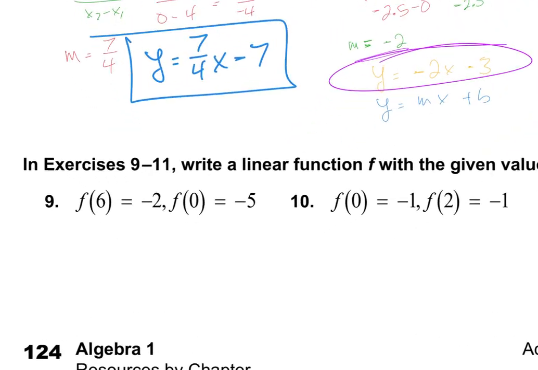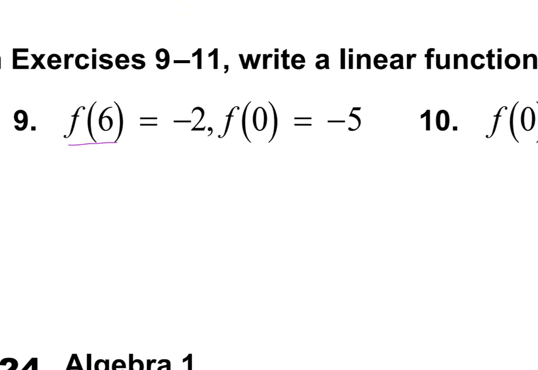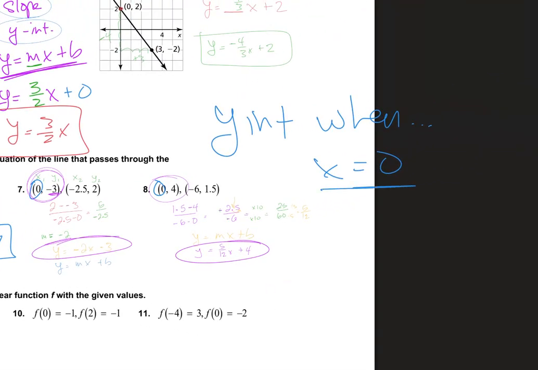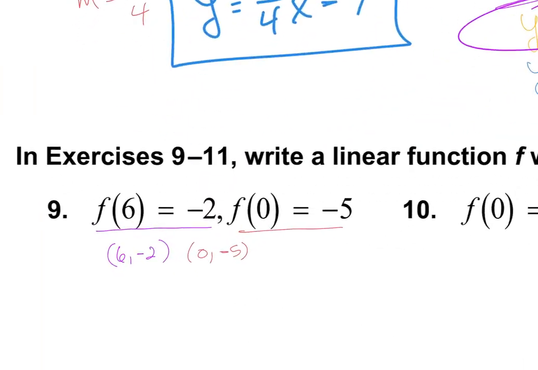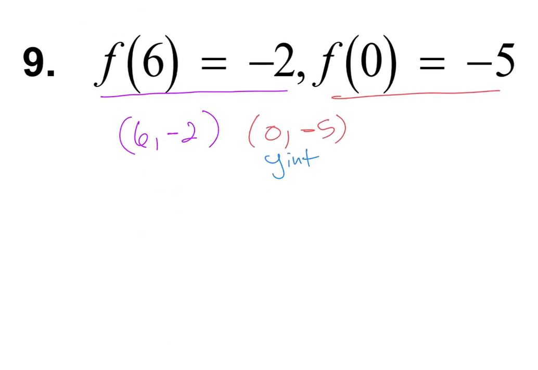All right, another one where you might think, oh no, but it's really similar to this one up here in that we are given 2 points. This right here, this is x is 6, y is -2. And this one, x is 0, y is -5. And what did we say about the y-intercept? It's when x equals 0. So check this out. This guy is our y-intercept, okay?